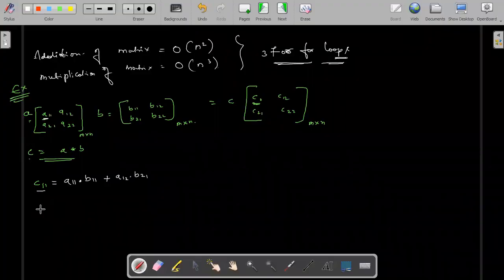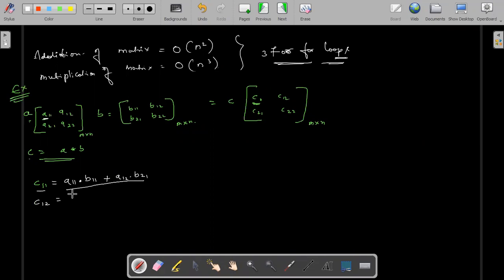Again, to get C12, see here, everybody, to get C12, what do we have to do? Again, we have to follow the same formula, right? Like this only. Number of rows, this is again column. That's over. So you have to follow all these things. C12, again C21, again C22. You have to follow the same method here.